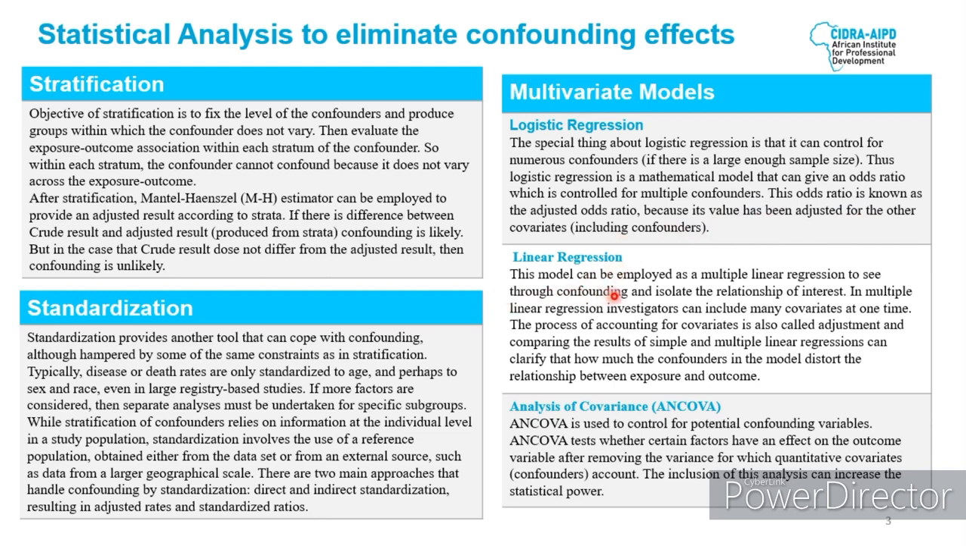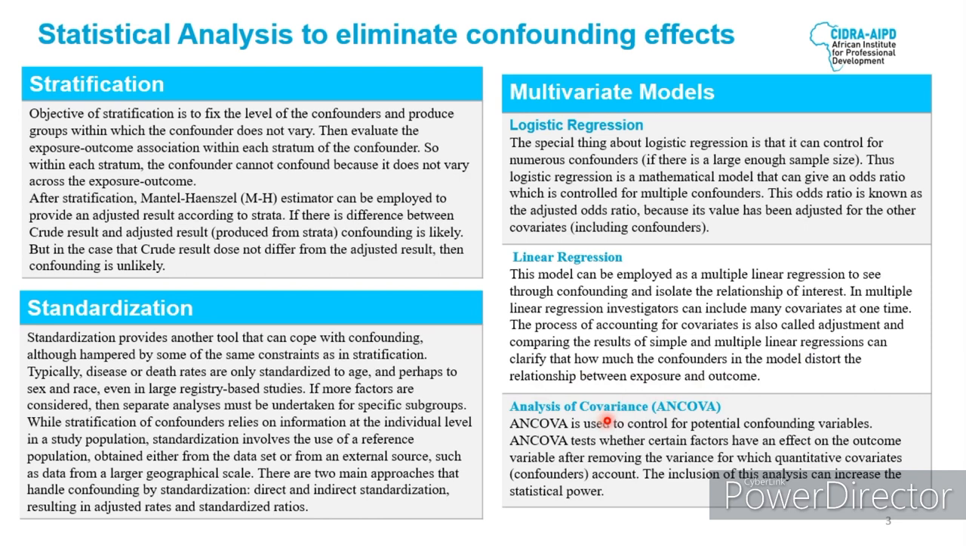This model can be employed as a multiple linear regression to see through confounding and isolate the relationship of interest. In multiple linear regression, investigators can include many covariates at one time. The process of accounting for covariates is also called adjustment, and comparing the results of simple and multiple linear regressions can clarify how much the confounders in the model distort the relationship between exposure and outcome.